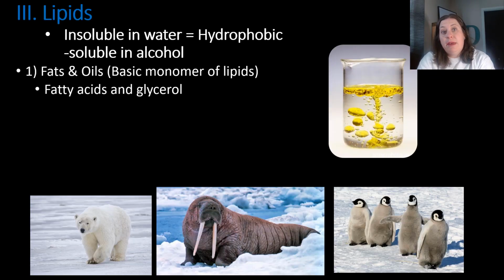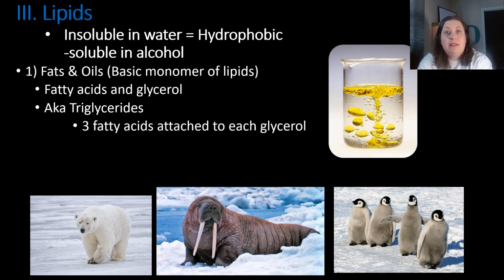All right, so this brings us to lipids. Lipids are our fats, and one of the main characteristics of lipids is that they are insoluble in water. They are hydrophobic. They do not like water. Now, they are soluble, however, in alcohol. Now, fats and oils are the basic monomer of our lipids. When we look at this, there are fatty acids and glycerols binding together to make your fats, oils, and even your waxes. Fatty acids and glycerols can be known as triglycerides. So tri means three. So this means there are three fatty acids, and the glyceride tells you there's a glycerol present. So I've got three fatty acids attached to a glycerol.